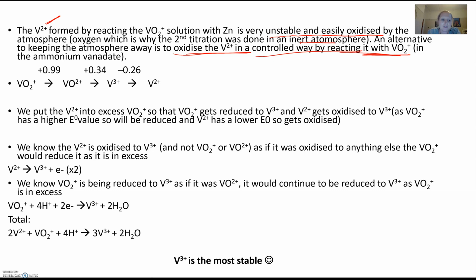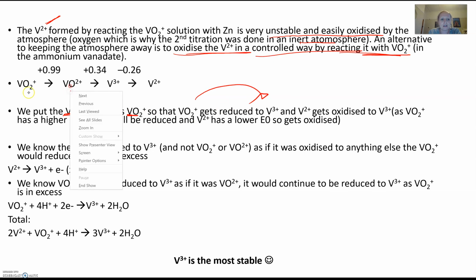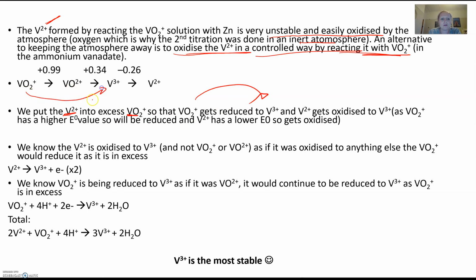This is probably the hardest part of the whole question, so I hope you managed to follow along with me. I don't know many kids that would have got this, to be honest, but I'm going to show you now why. So if you react V2+ with excess VO2+, which it said in the question, VO2+ would get reduced to V3+. Okay, so this VO2+ would get reduced all the way to this V3+. And the V2+ would get oxidized to V3+, and this would go here.